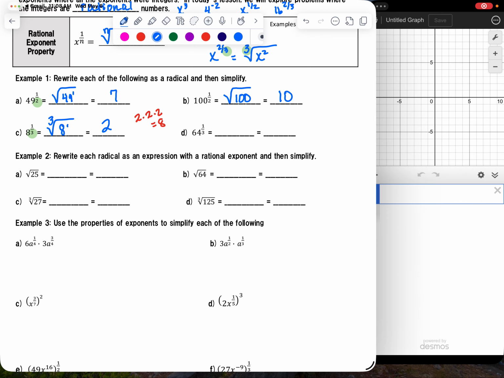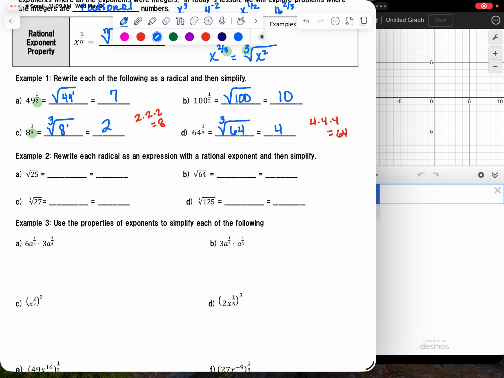All right, welcome back. 64 to the 1/3 power, if I rewrite it in radical form, would be the cube root of 64. And the cube root of 64 is 4, because 4 times 4 times 4 is equal to 64. All right, in example 2, it says rewrite each radical expression with a rational exponent and then simplify.